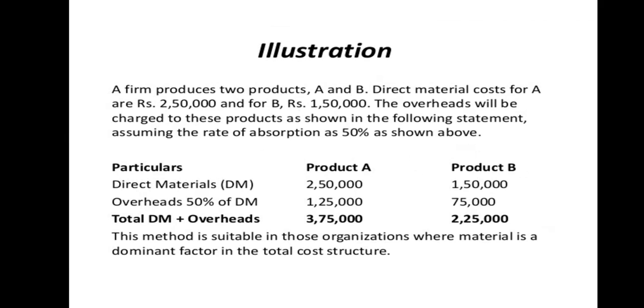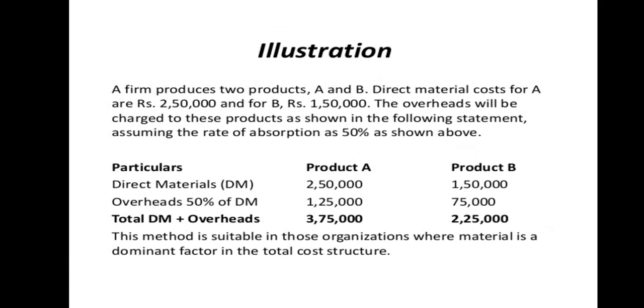Okay. So what is the direct material cost for product A? Product A 2,50,000 and product B 1,50,000, and the overheads will be charged to these two products, which is stated in the statement, assuming that the rate of absorption is 50% as shown above. Okay, yes.